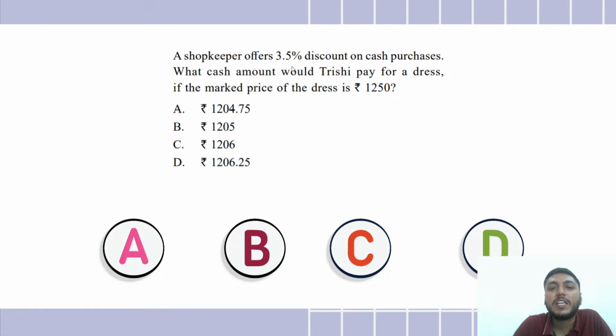A shopkeeper offers 3.5% discount on cash purchases. What cash amount would Trishi pay for a dress if the marked price of the dress is 1250?